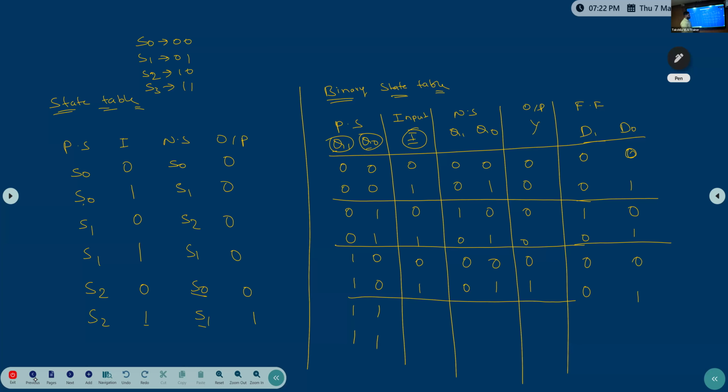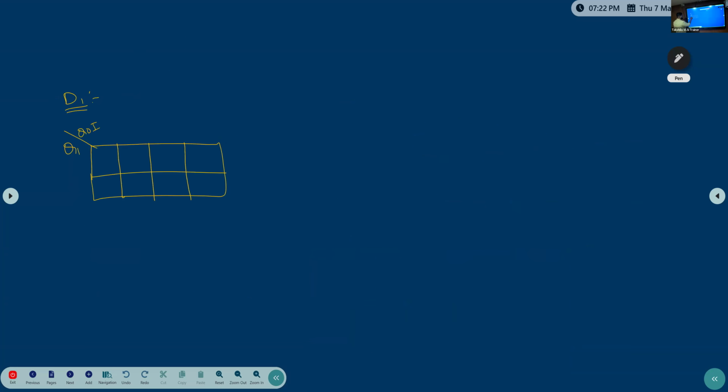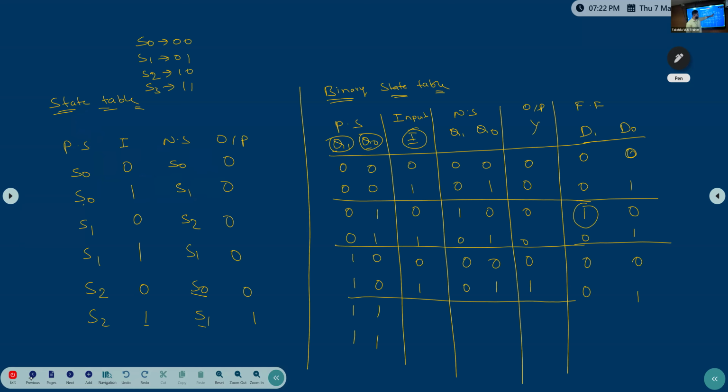So now we need to check. D1 is high at only one condition. That is 0, 1, 0. 0, 1, 0 means 2. Yes or no? 0, 1, 0 means 2. This is 0, 1, 0, 0, 0, 1, 1, 1, 1, 0. 0, 1, 0 means this is the value. In this condition, it is high. After that, it does not have any value.